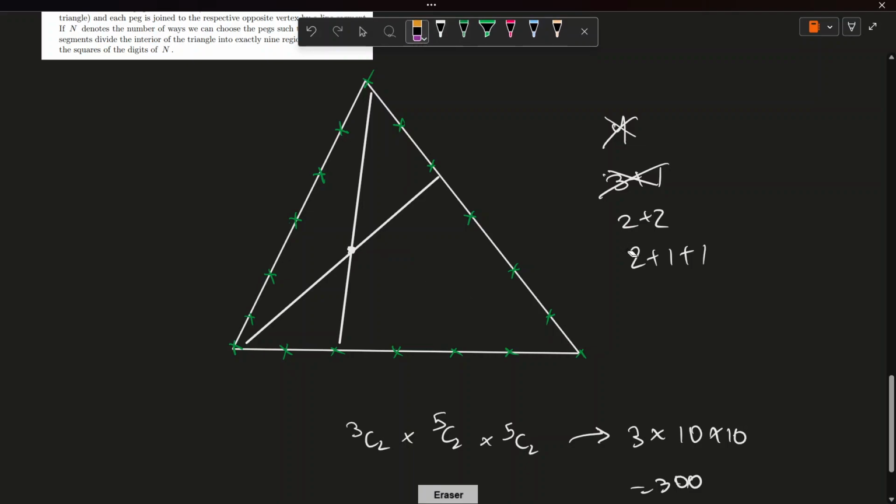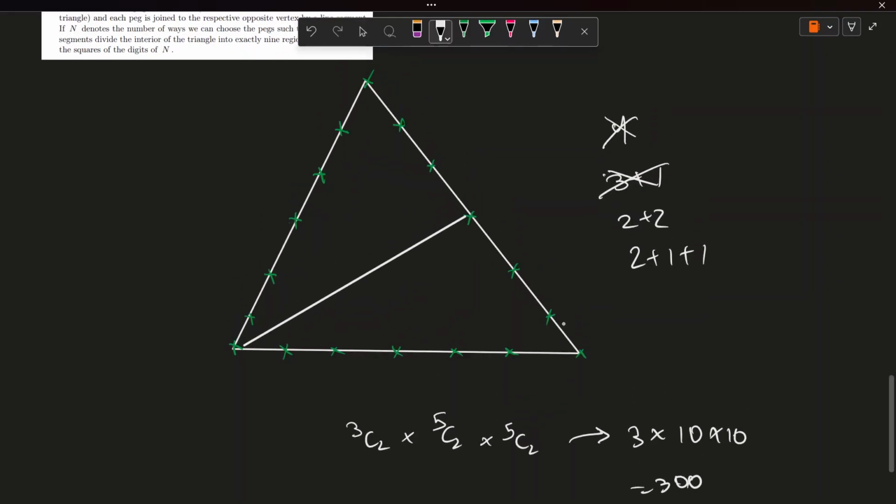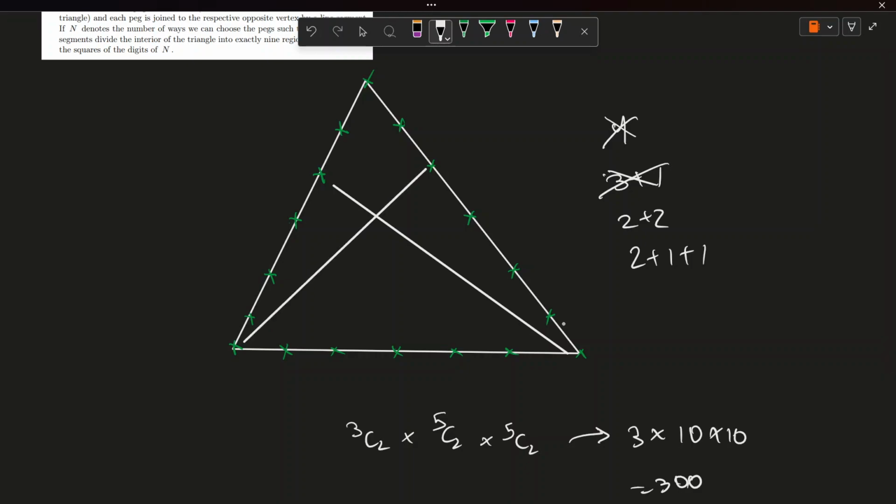So first let us count how we can make three lines concurrent. At this point, suppose three lines are concurrent. Suppose this line, this line, and this line are concurrent. You can prove that these three lines are concurrent. How? Because the total side length is 6, and you should remember Ceva's theorem.